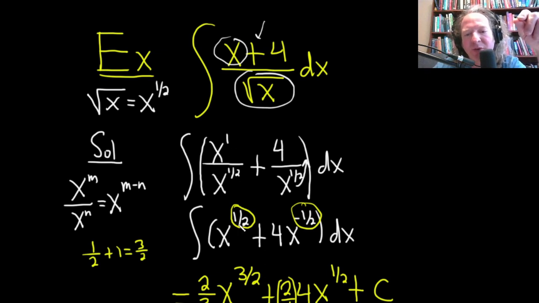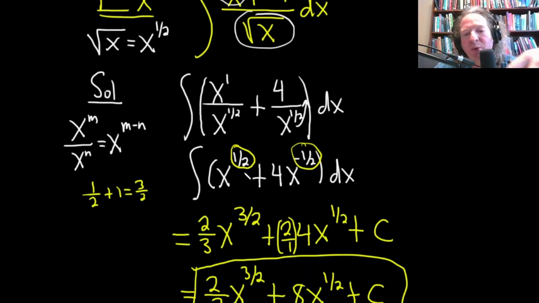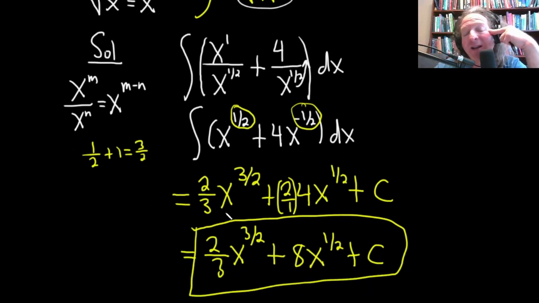1 minus 1/2 is 1/2. We brought this one upstairs. It became negative. At this point, everything is x to a power, and so we can actually apply the power rule. So we just basically add 1 to each of the exponents. 1/2 plus 1 is really 1/2 plus 2/2, which is 3/2. Then you're supposed to divide by 3/2, but instead of dividing by 3/2, we chose to multiply by the reciprocal, which is 2/3. Same thing here. We're supposed to divide by 1/2.